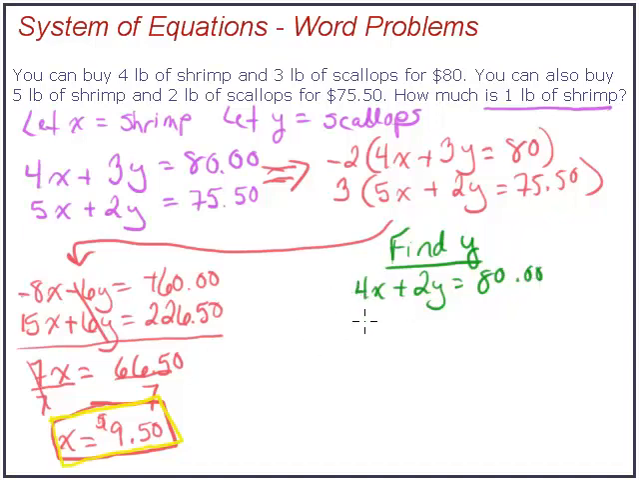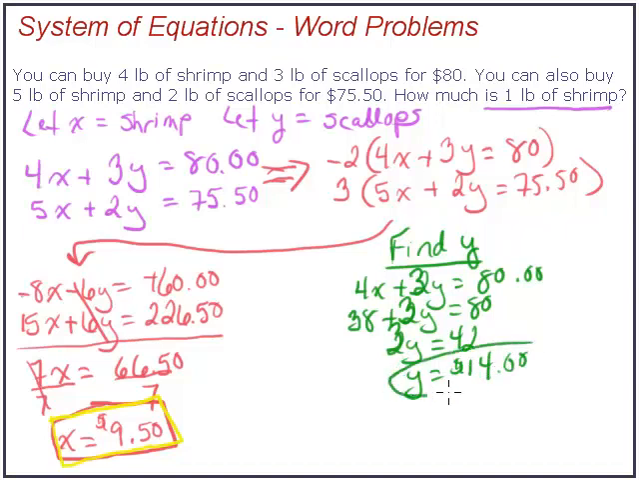4 times 9.50 is 38. Plus 3y equals 80. Subtract 38 from both sides, we get 3y equals 42, and y is 14. Sorry, I figured that'd be very expensive scallops there. So this is saying that 1 pound of shrimp, which is what our question was asking, is $9.50, and our scallops are $14.